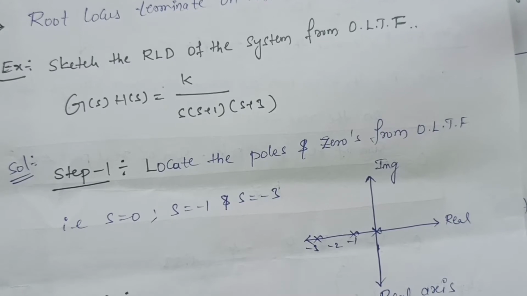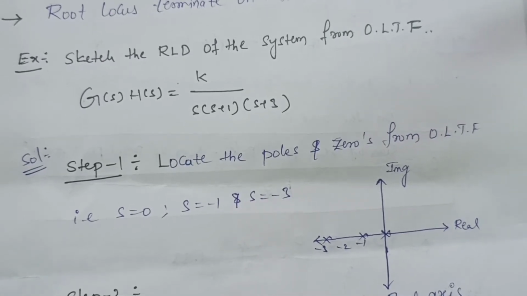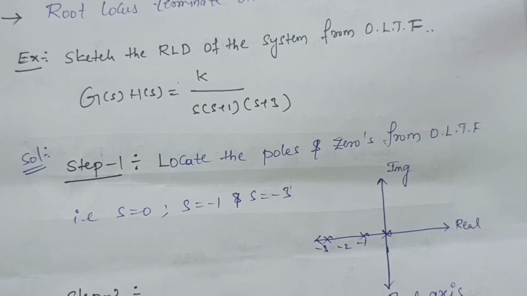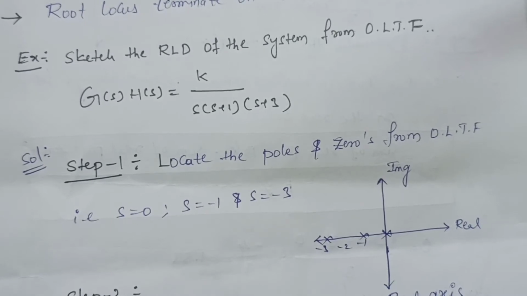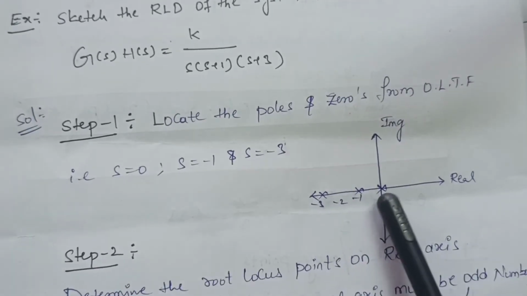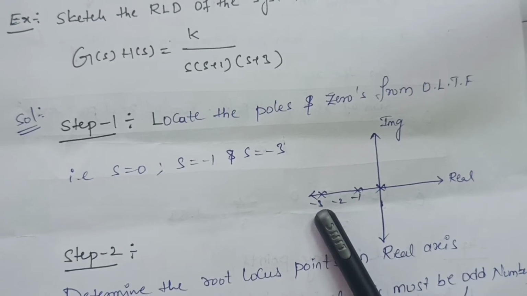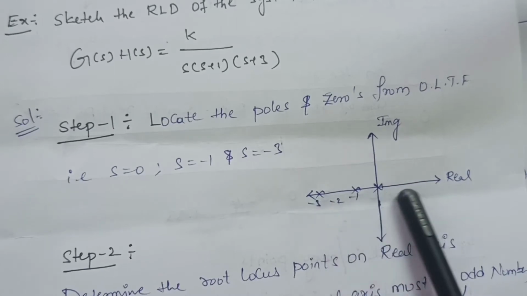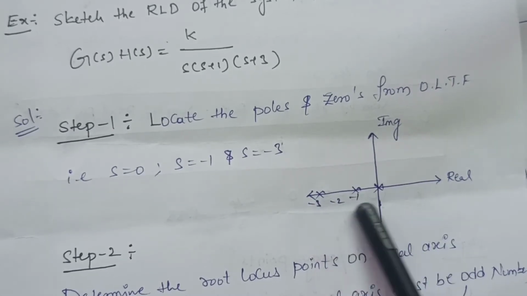But in this given open loop transfer function, we don't have any roots from the numerator. Simply from the denominator, we get s equal to 0, s equal to -1, s equal to -3. Just look at all the poles and zeros from the open loop transfer function, then we can get this graph. These roots are all symmetrical with the real axis. We don't have any imaginary roots, only finite roots.